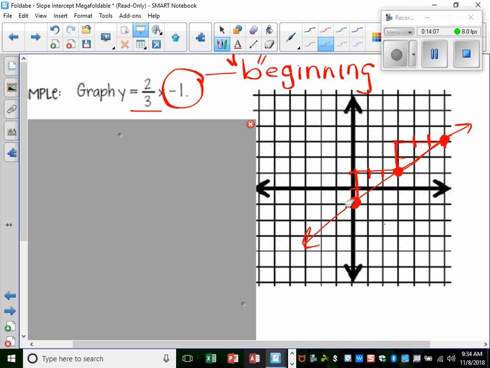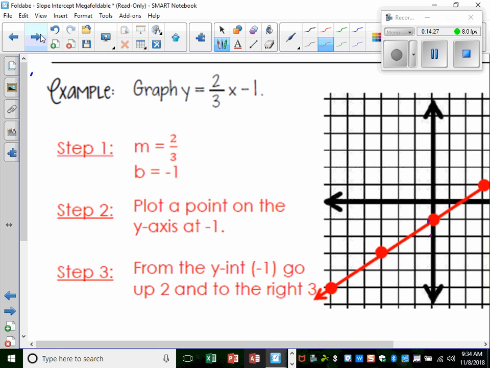Now, I could also do a double negative and go down 2, and then to the left 3. That also makes it a positive slope. So you could also go down 2, to the left 3. That's a double negative, which makes it still a positive. All right, let's try the next couple ones.